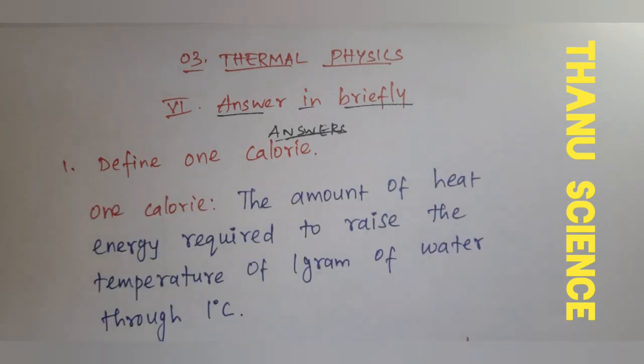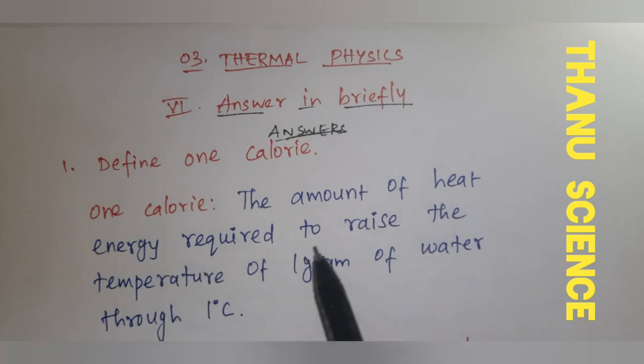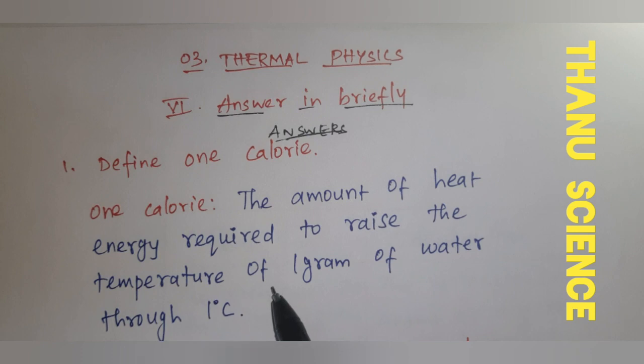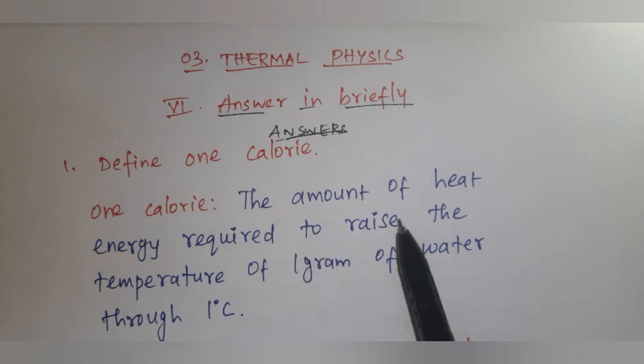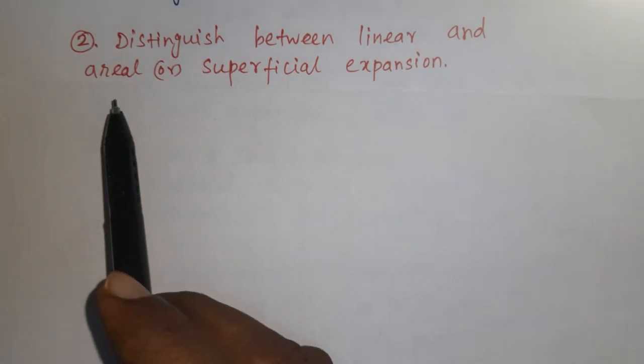So 1 calorie is defined as the amount of heat energy required to raise the temperature of 1 gram of water through 1 degree Celsius. Question number 2.